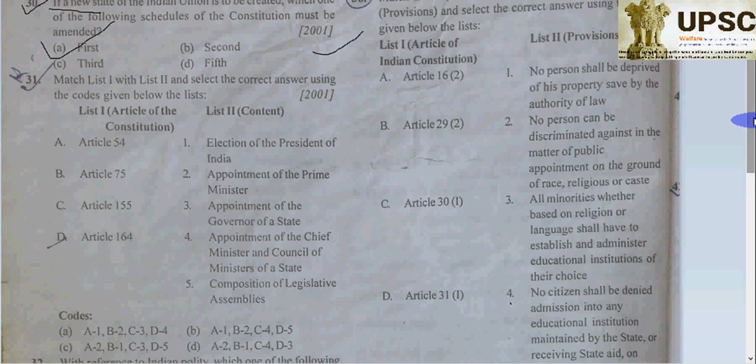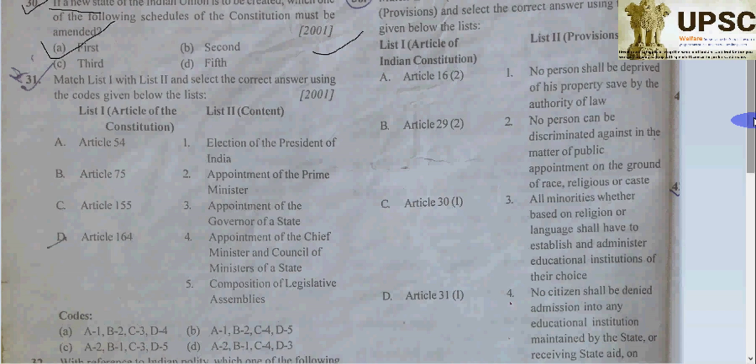The second schedule is about salaries and emoluments. The third schedule is about oaths and affirmations, and the fourth schedule is the allocation of seats of the states in the Council of States. And the fifth schedule, of course, is about controlling the administration in the MATM states.